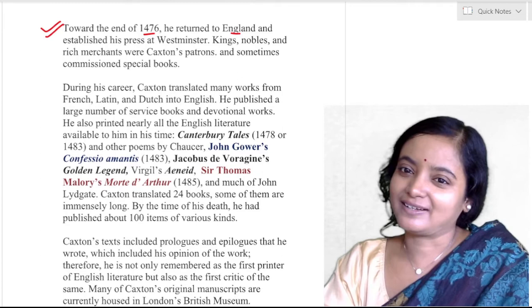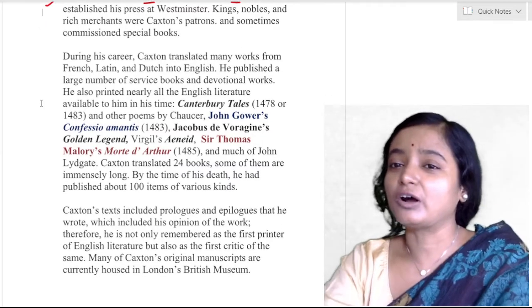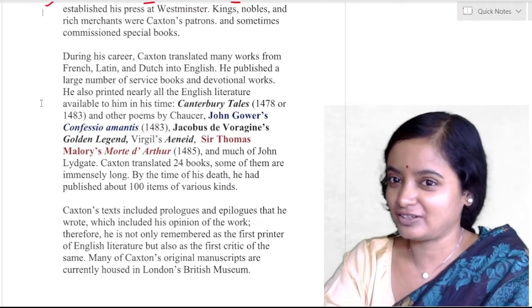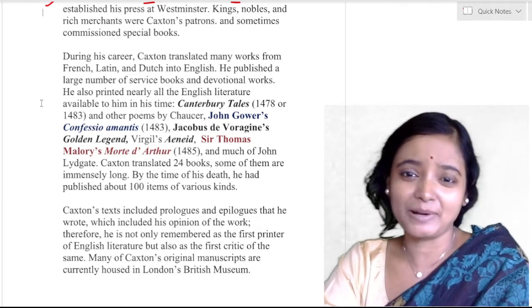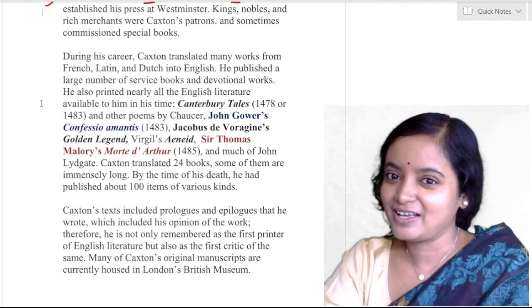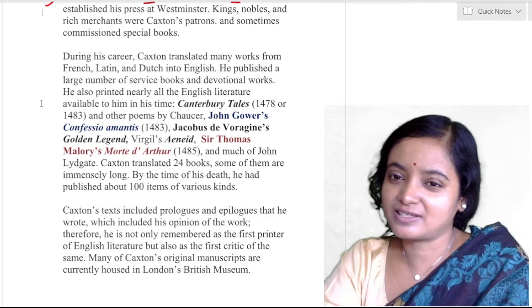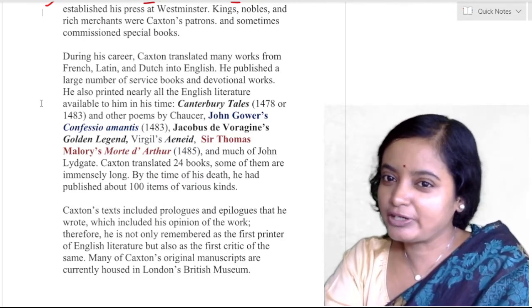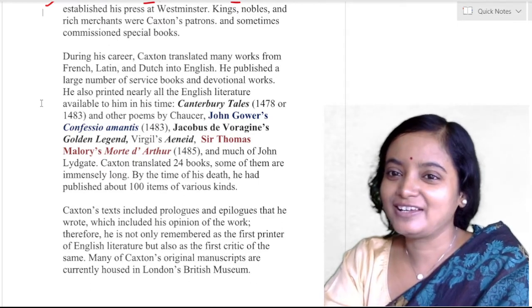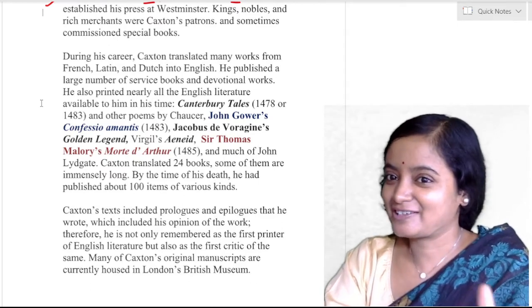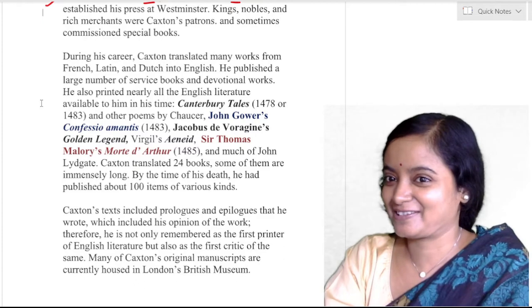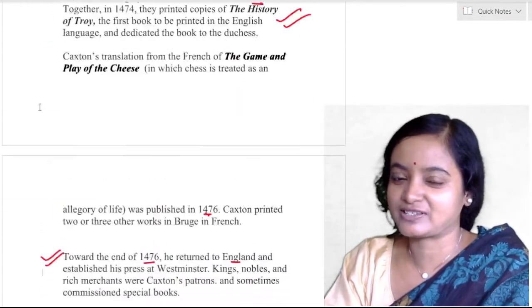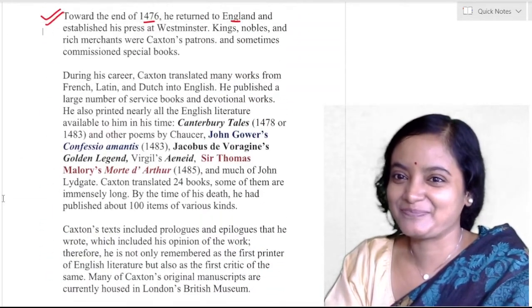So during his career, Caxton translated many works. I have already told you that Caxton was not only a printer or publisher, he was at the same time a translator. From French, Latin, Dutch into English. From these languages, he translated many books into English. We have already got two names, published in 1474 and then 1476: The Book of Troy and The Game of Chess, The Play of Chess.